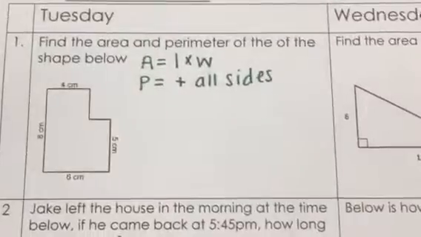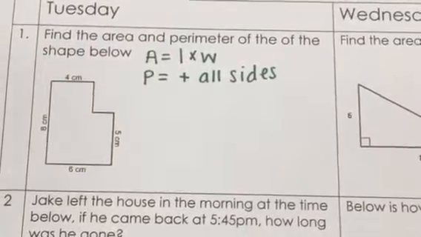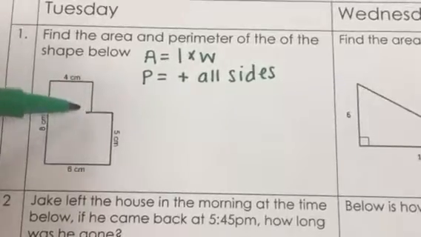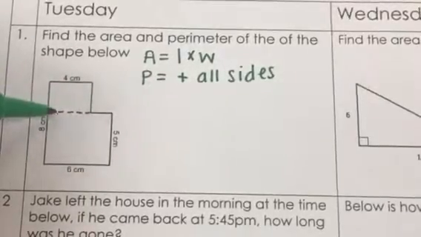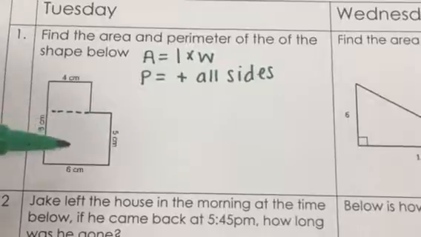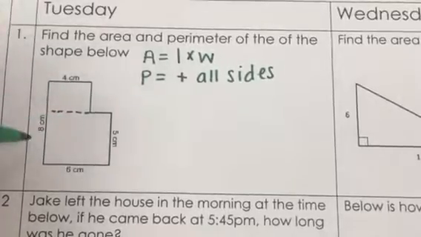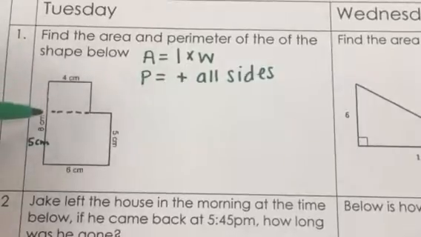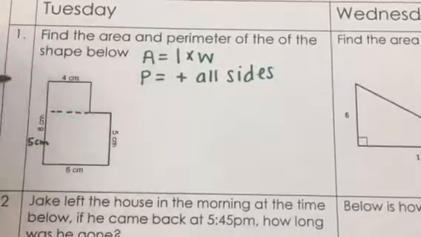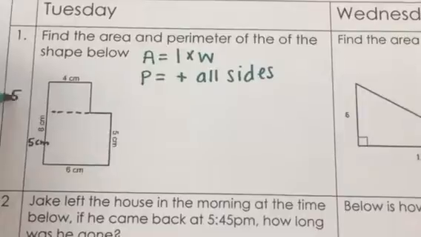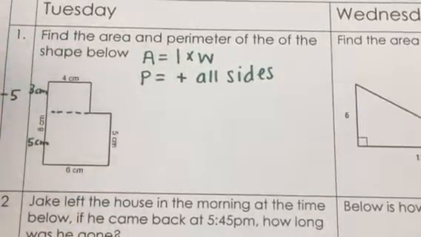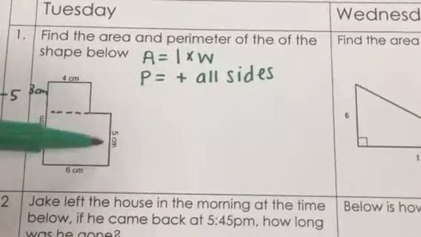Now if I look at this shape, I notice that it's not a regular shape, it's irregular, so I'm actually going to create two shapes out of this. So if I know that this side is 5, then this side is now 5. And this 8, if I have 8 minus 5, I get 3 centimeters. So I now know that up here it's 3 centimeters by 4 centimeters, and down here it's 5 centimeters by 6 centimeters.